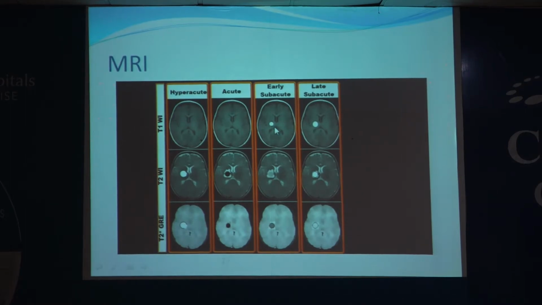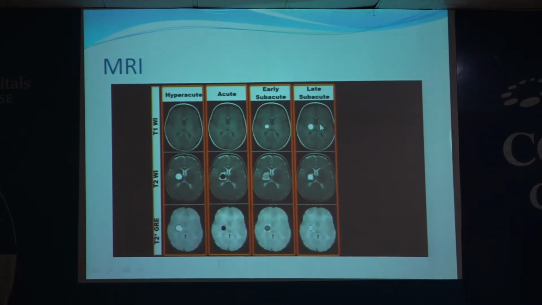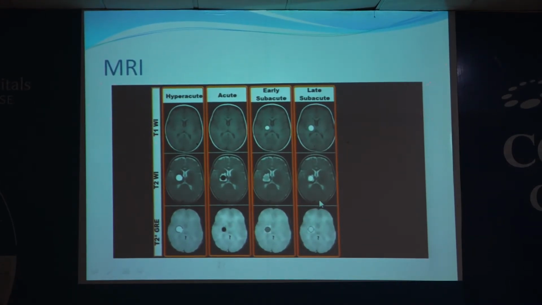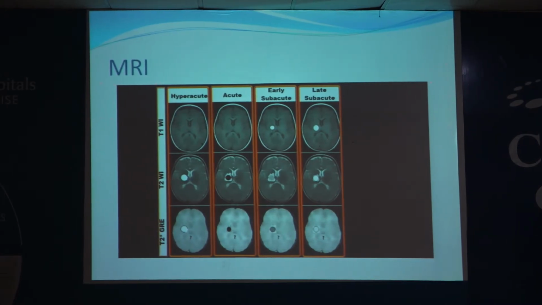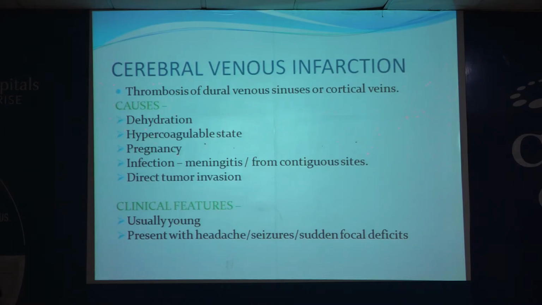In early subacute, hemorrhage will be bright on T1 and relatively dull on T2. Then late subacute, it will be bright on both T1 and T2. And in the chronic hemorrhage, it will be dull on both T1 and T2 weighted images.